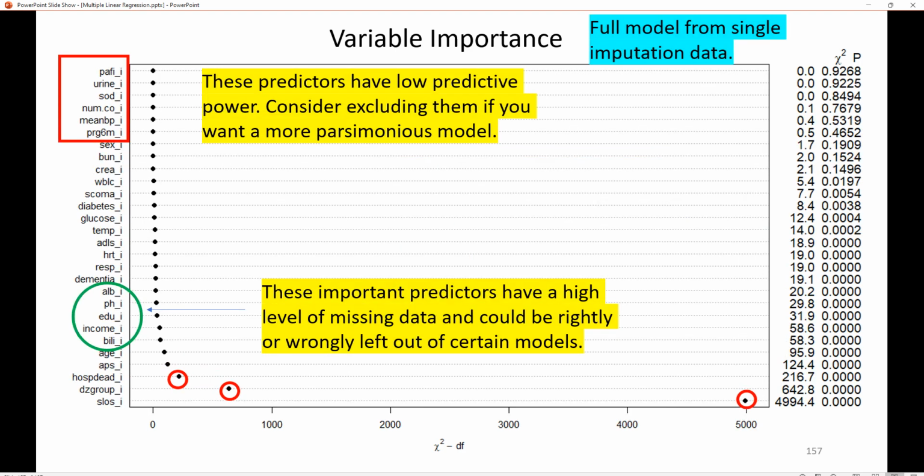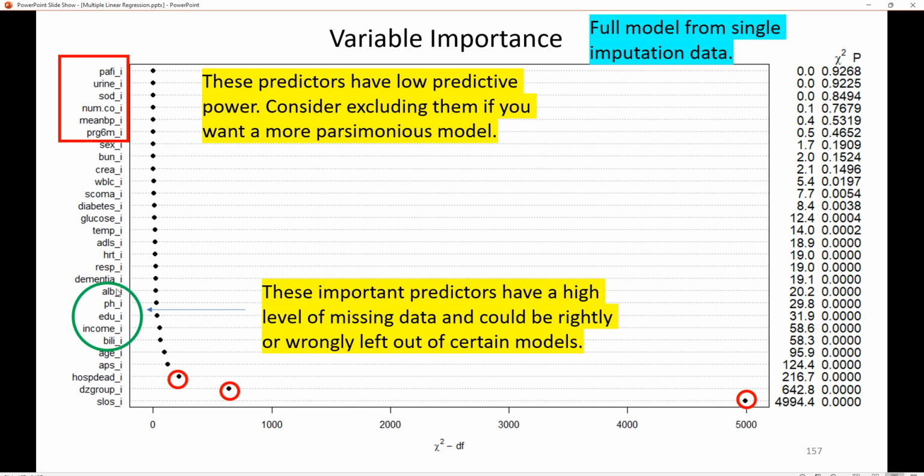And here's the variable importance, and this is the full model. That means all the predictors that we examined, and we're using it from our imputation data. So we can see on the very top that these predictors have low predictive power. Consider excluding them if you want a more parsimonious model, a more efficient model that requires less effort to download all the data. And circled in green, these are important predictors that have a high level of missing data and could be rightly or wrongly left out of certain models.